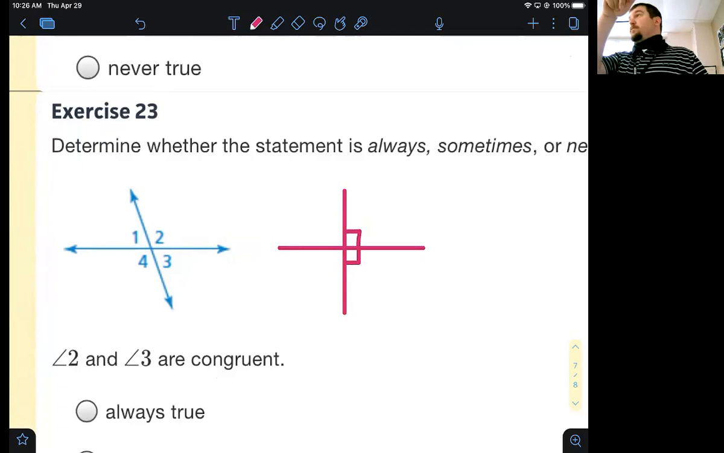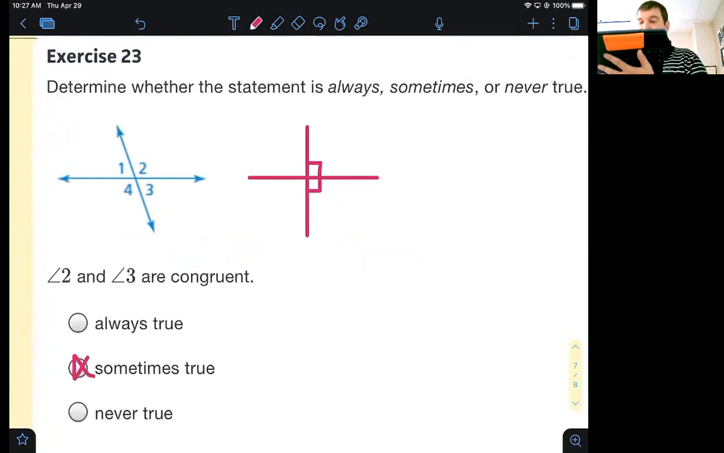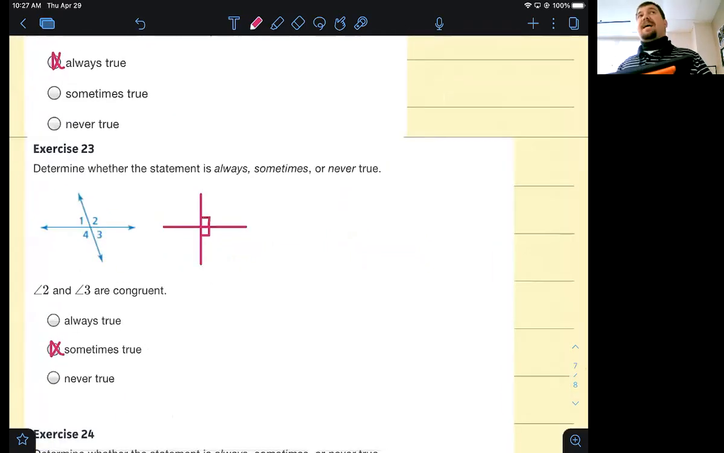They could be the same size. The way they drew it wasn't. But if they said angle 2 was 90 degrees, I think we'd have to change how we look at it, right? Angle 3 would be 90 degrees then. So they could be the same size. But unless angle 2 is exactly 90 degrees, angle 3 is going to be something different. So we'll just have to put sometimes here. Even if there's only one instance where it doesn't work, we still have to qualify that as sometimes true.